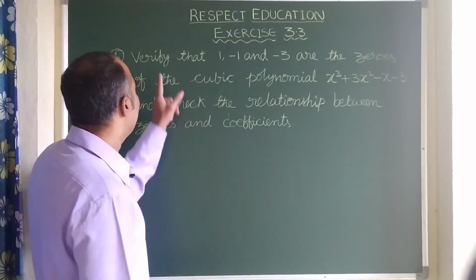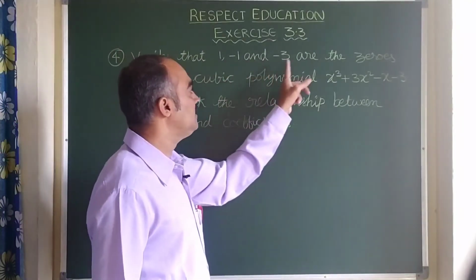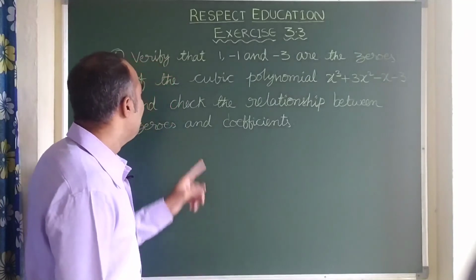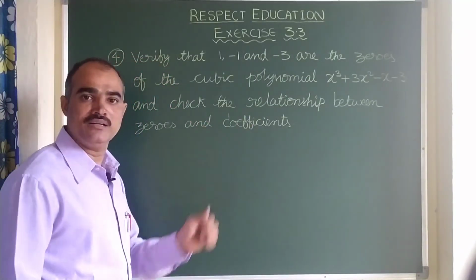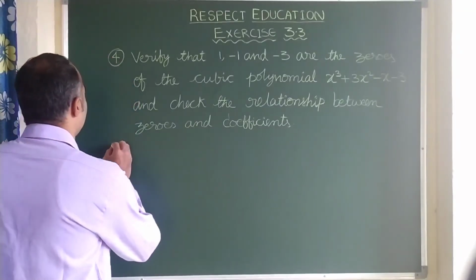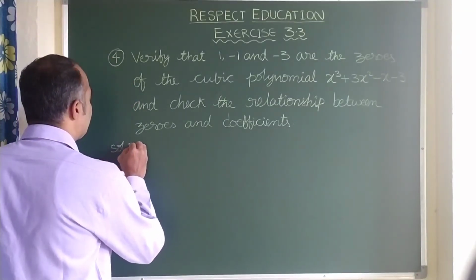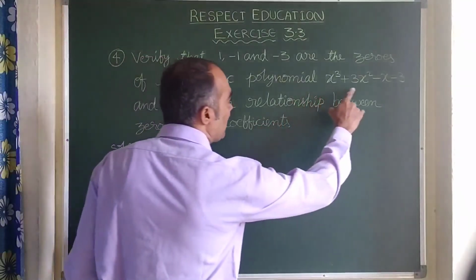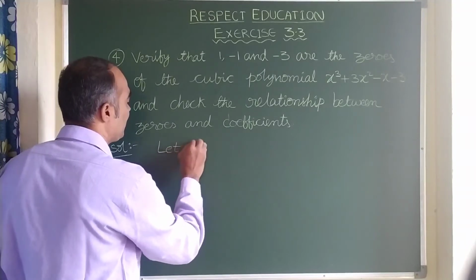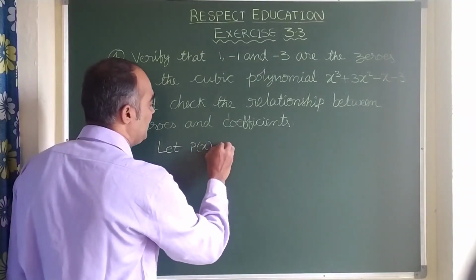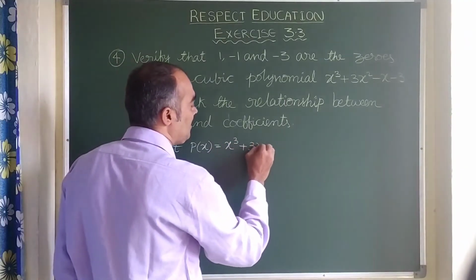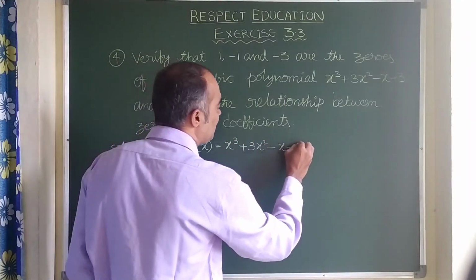Here we need to do two things. First, we need to verify whether these values are the zeros of the given cubic polynomial or not. Second, we need to check the relationship between zeros and coefficients. Now let us start the problem. Let us consider the given polynomial as p of x. Let p of x be x cube plus 3x square minus x minus 3.